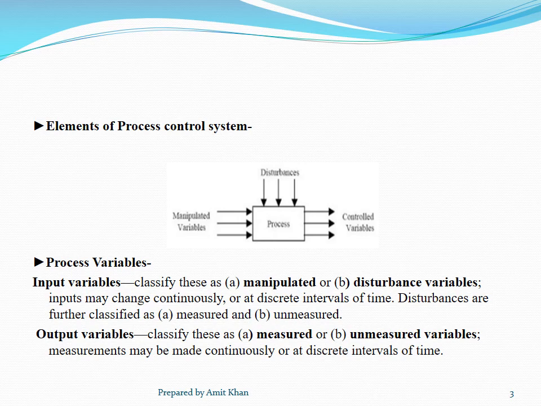What are the elements of a process control system? The process variables are input variables, output variables, control variables, manipulated variables, and disturbances. Input variables are classified as manipulated or disturbance. The disturbances are further classified as measured or unmeasured, and output variables are classified as measured or unmeasured variables.